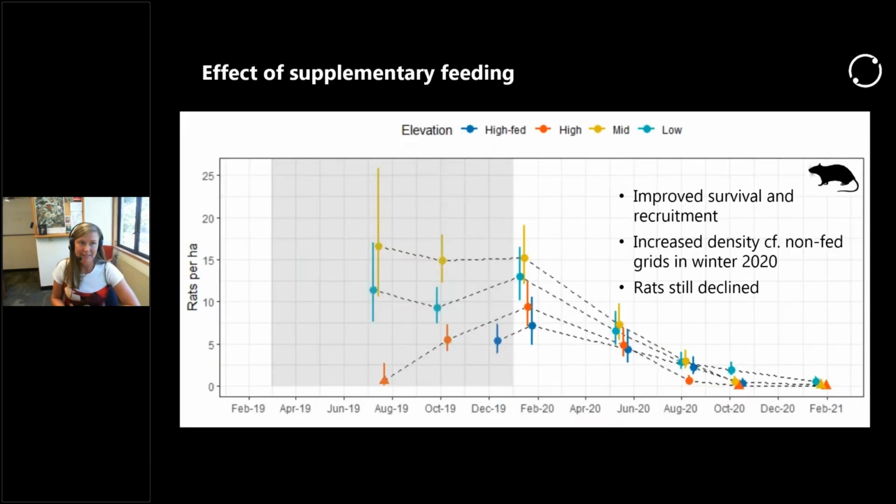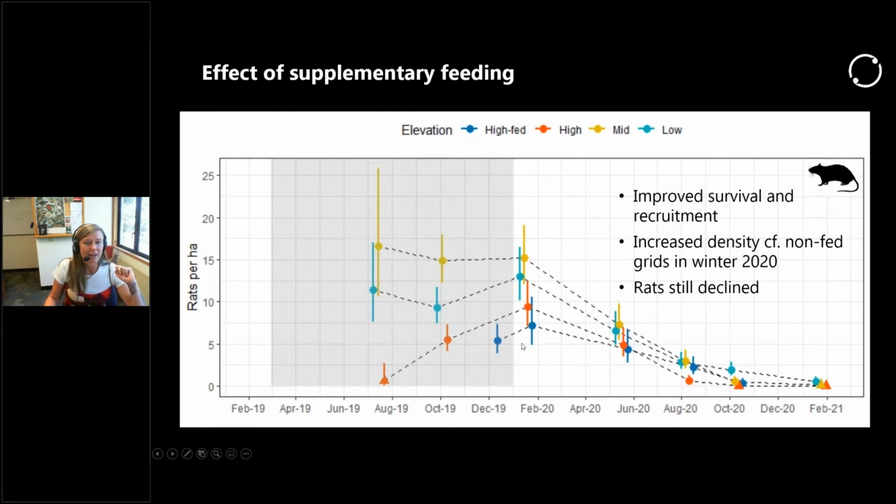So what effect did our supplementary feeding have? Remember, we wanted to test whether we could maintain ship rat densities at high elevation if we kept feeding them once the beech seed ran out. So in this graph, this shaded area represents when beech seed is available. And we started feeding rats pretty much at the edge of it in January 2020.